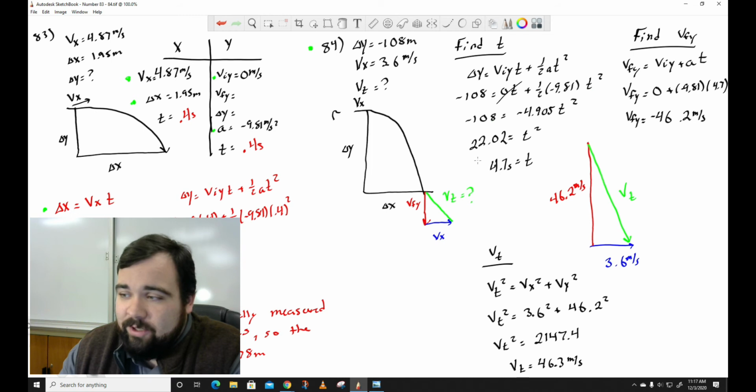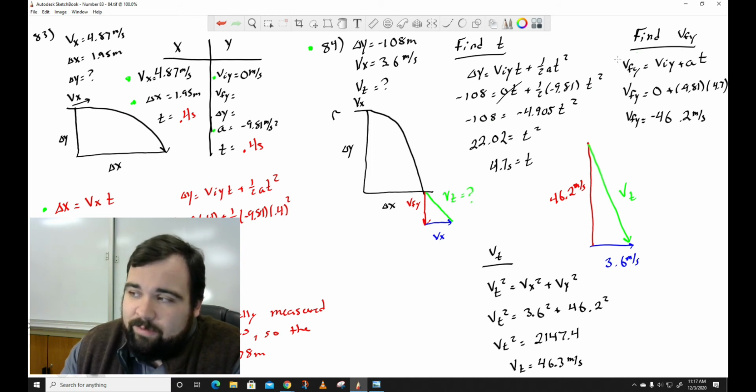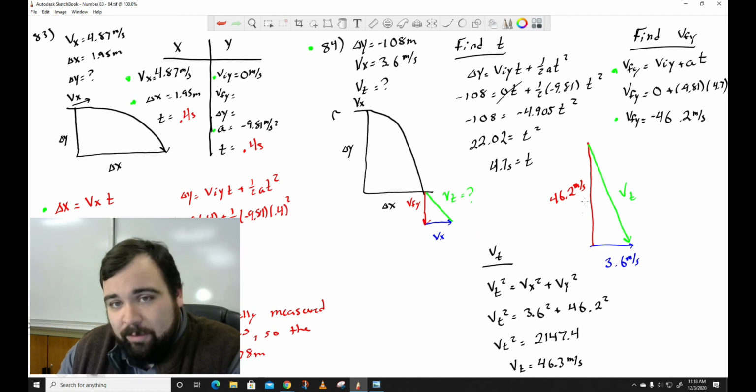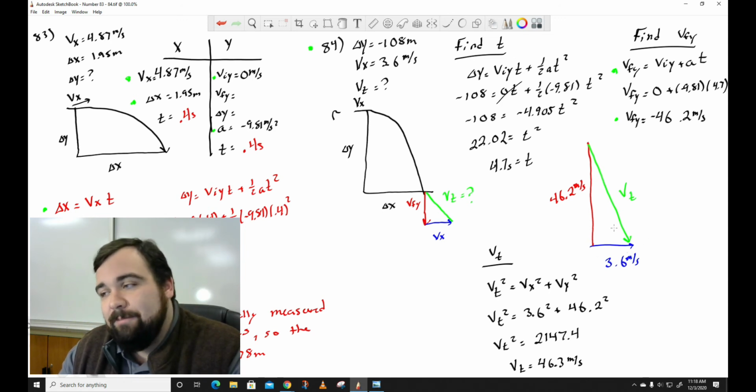The next bit, now that you know the time, you can figure out what VFY is. Going to your VFY equation, you can plug in 4.7 seconds and you get a VFY of negative 46.2 meters per second. That's the vertical component of this velocity when it hits the ground, or hits the rocks or whatever at the bottom. And we were given 3.6 as the Vx at the beginning of the problem. Since that's constant, it's still the same.